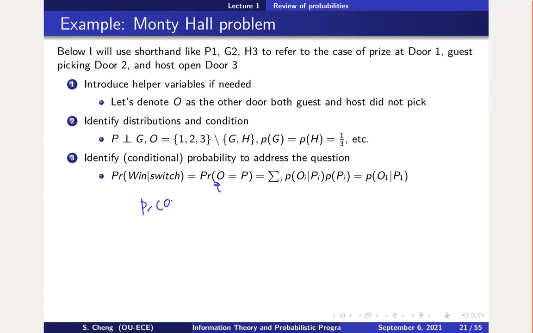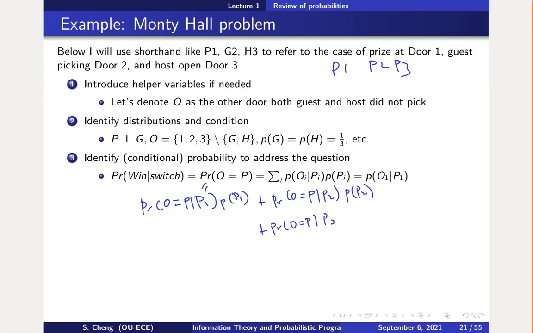I have the probability O equal to P given P1. I have several different cases: P1, P2, and P3, that is, the price at door 1, door 2, and door 3. So this probability is equal to the probability O equal to P given P1 times PP1, plus the probability O equal to P given P2 times PP2, plus the probability O equal to P given P3 times PP3.